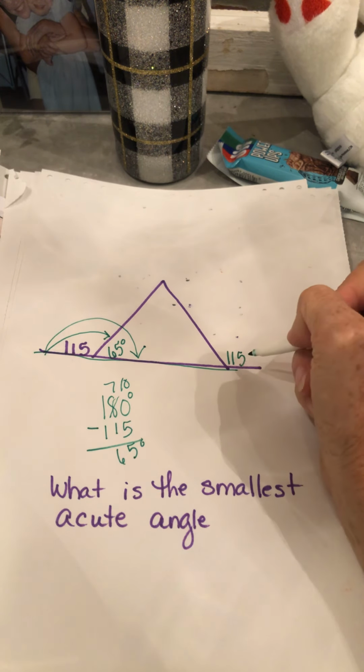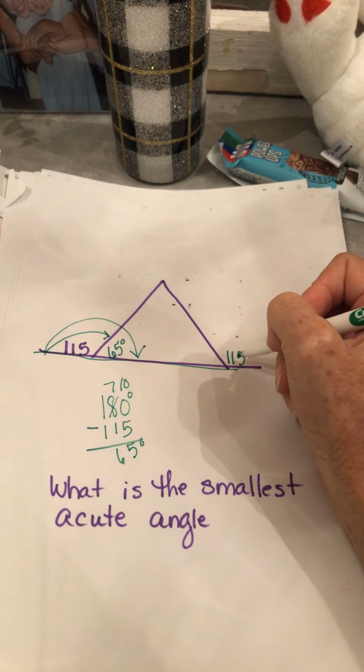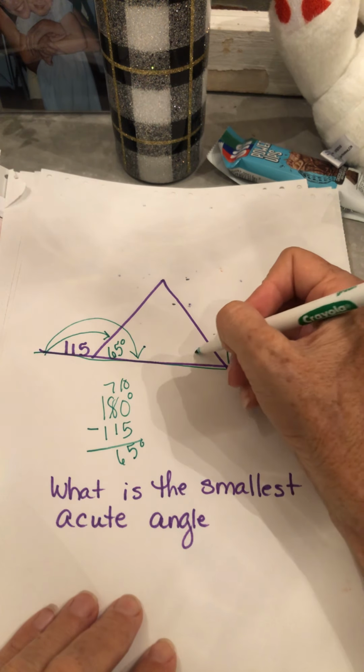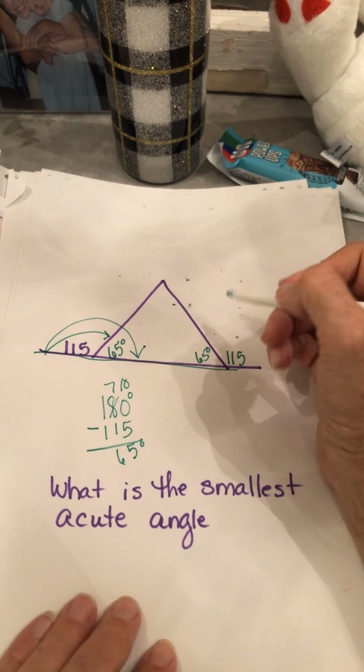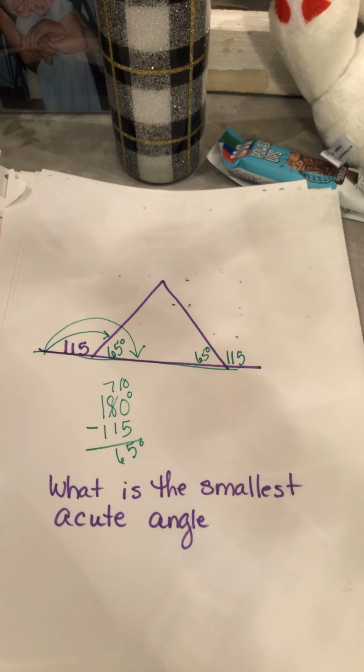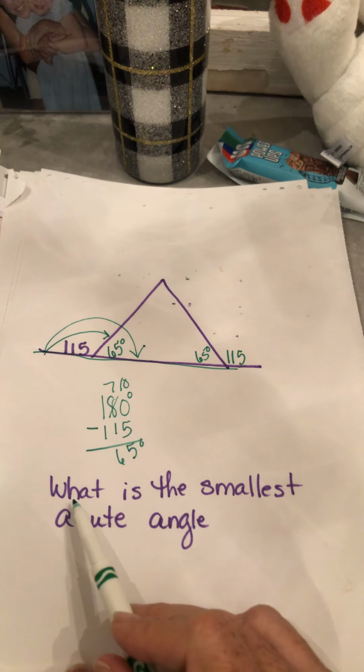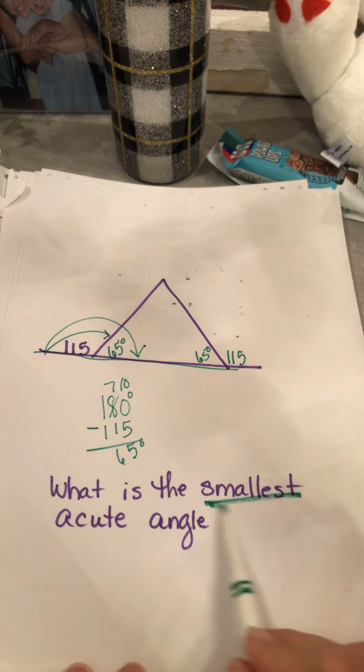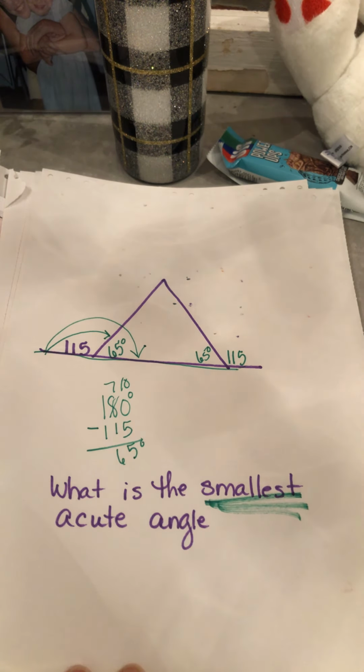By the way, I think when you took the quiz, it said 115 over here. So it would have been the same thing, 65 degrees. And that's what a lot of you put on your quiz. And you're like, why did I miss it? Because down here it says, what is the smallest acute angle?